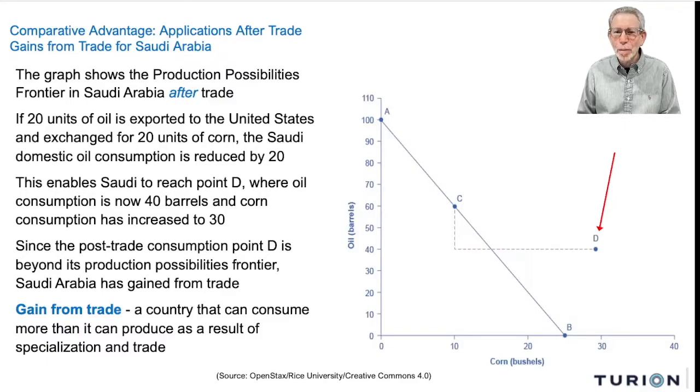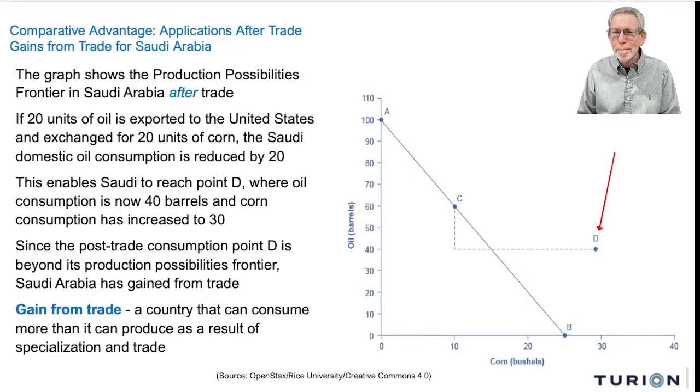But here we've added point D. Where did point D come from? Because now with trade, it's possible for Saudi Arabia to increase their consumption of corn. They can focus more on oil and trade the oil and actually be better able to feed their population. Their corn consumption has increased from 25 bushels to 30 bushels because they're now able to trade the oil for corn.